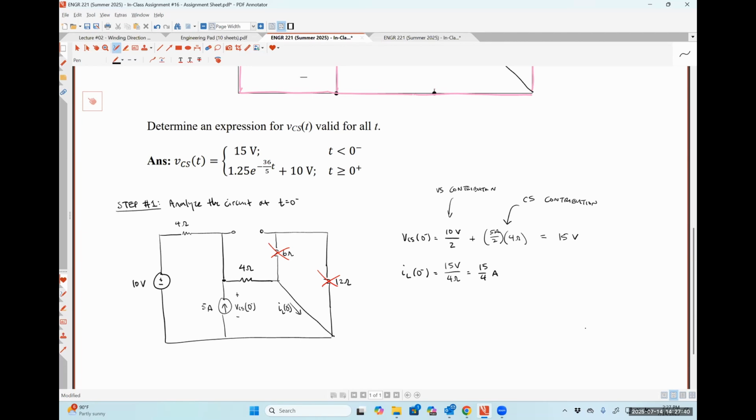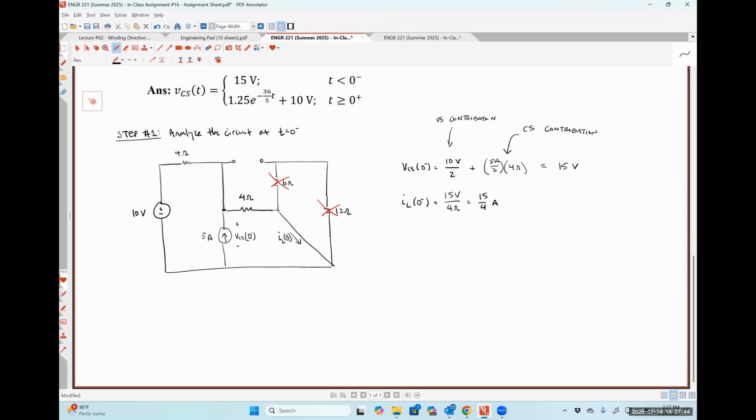So if we do superposition, let me redraw the circuit with only the 10 volt source on, right? So here's the 10 volt source. Here's the 4 ohm resistor. Here's a 4 ohm resistor. This is our inductor, which looks like a short circuit. My current source is turned off because I'm doing superposition. And this is VCS at 0 minus. Okay. So I see 10 volts being divided evenly between two 4 ohm resistors. So the contribution of my voltage source to the quantity VCS at 0 minus is just 10 volts over 2, or 5 volts.